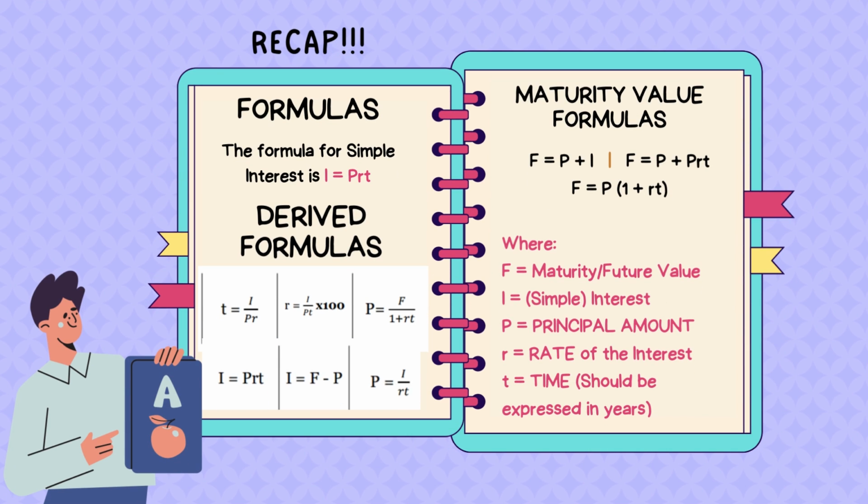Now, to recap everything we have learned earlier, the formula for simple interest is I = P × R × T. There are derived formulas that are devised to find a specific value if the situation has missing values. In solving for the maturity value, we can use the following formulas.